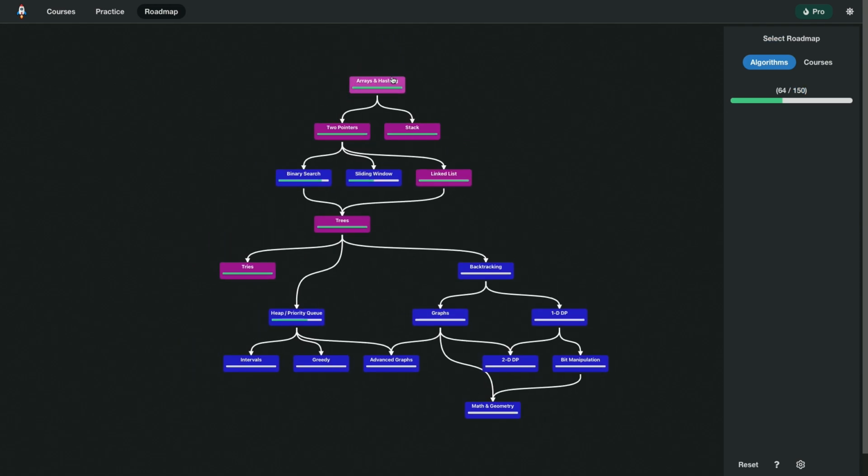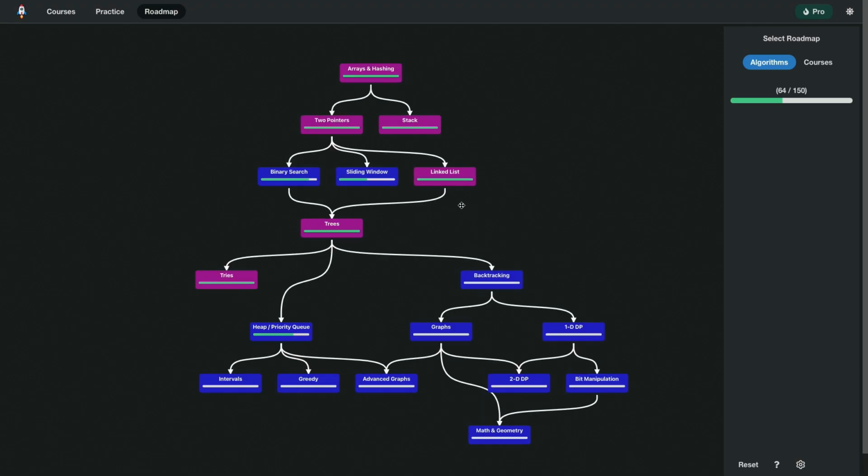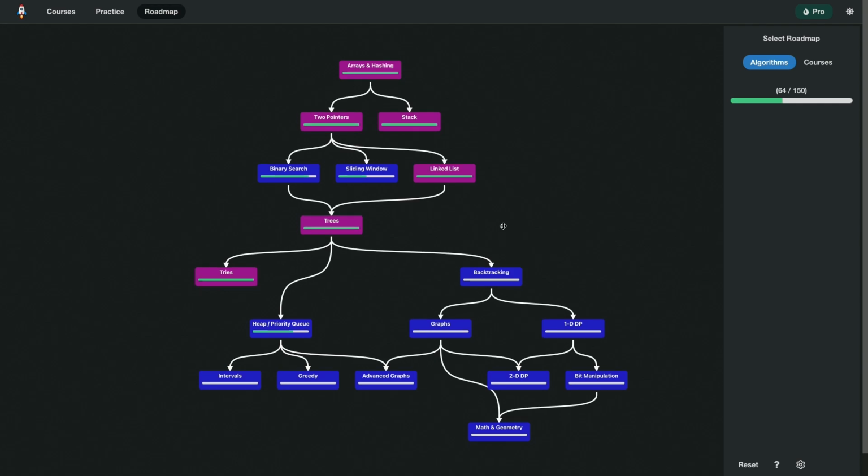And I also believe, I'm not sure actually, but I think this tree structure is also kind of sorted in terms of concepts that you should understand before you proceed to the next type of problem. So, for example, trees and tries. If you understand trees, understanding prefix trees or tries is going to be easy.